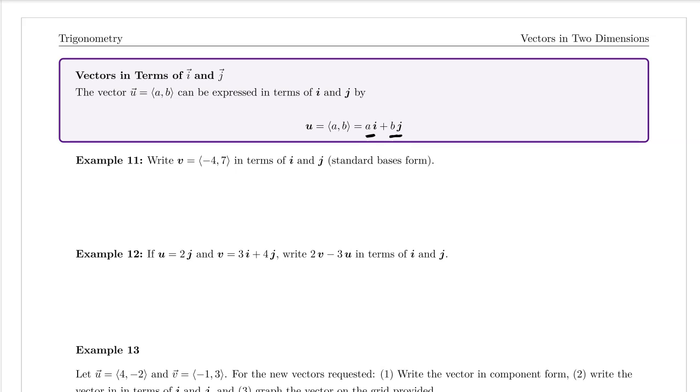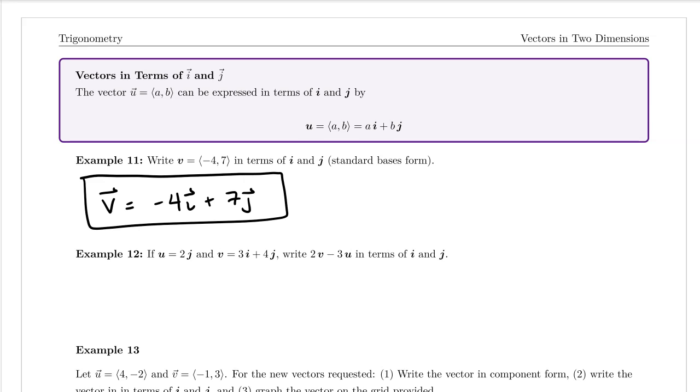Example 11 says write vector v, which is equal to <-4, 7>, in terms of i and j, which is called standard basis form. So vector v is going to equal negative 4i plus 7j. So there is our final answer.